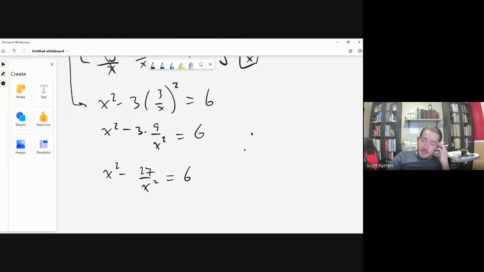This is not the easiest thing to deal with, but I can still deal with it, right? I'm going to multiply everything by x squared. Multiply the left by x squared. Multiply the right by x squared.